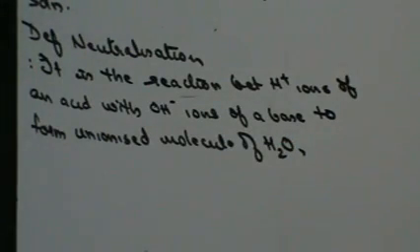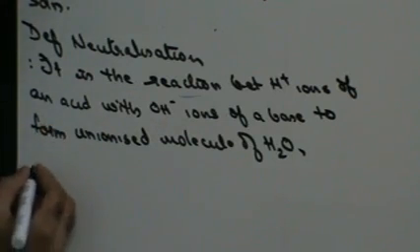So do we understand Arrhenius theory? As per Arrhenius theory, a substance which when dissolved in water produces hydrogen ions is called an acid. If it produces hydroxyl ions, then it is called a base. And neutralization is a reaction where hydrogen ions from acid react with hydroxyl ions from base to form unionized water. Now, what are the limitations of Arrhenius theory?